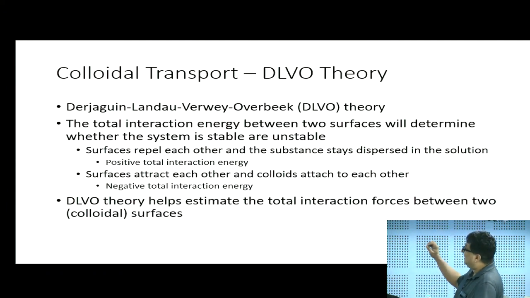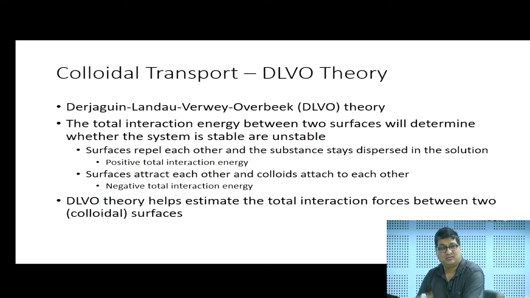So basically, if the system is stable, that means the surfaces will repel each other and the substance stays dispersed in the solution. Okay. That we represent using a positive total interaction energy. On the other hand, when the surfaces attract each other, the colloids will attach to each other and grow in size, and at some point gravity becomes a bigger force than the electrostatic interactions, and then they'll settle. So that is when we have an unstable colloid.